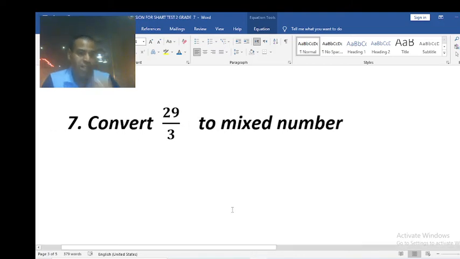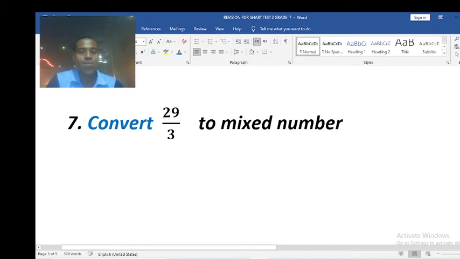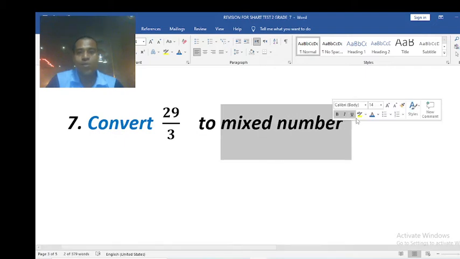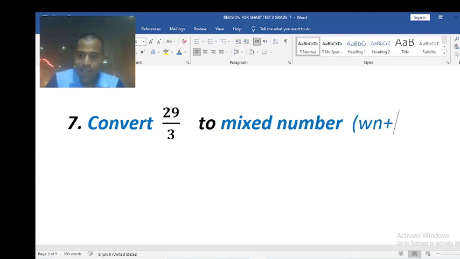Convert 29 over 3 to a mixed number. The keyword is to convert this to a mixed number. What is the meaning of a mixed number? A mixed number is a whole number plus a proper fraction. So a mixed number is a whole number (WN) plus a proper fraction (PF). Okay, so this is the meaning.